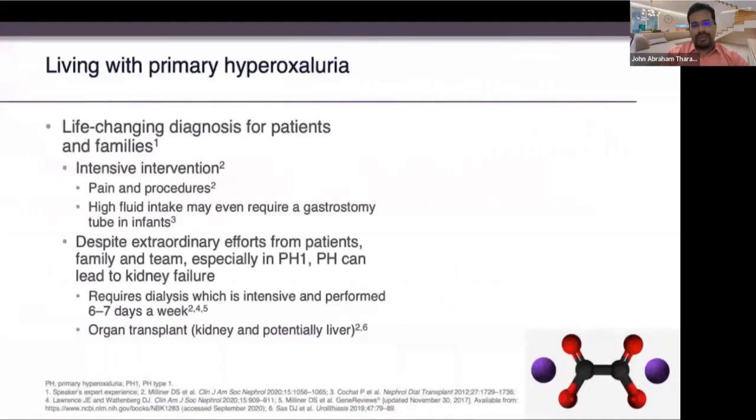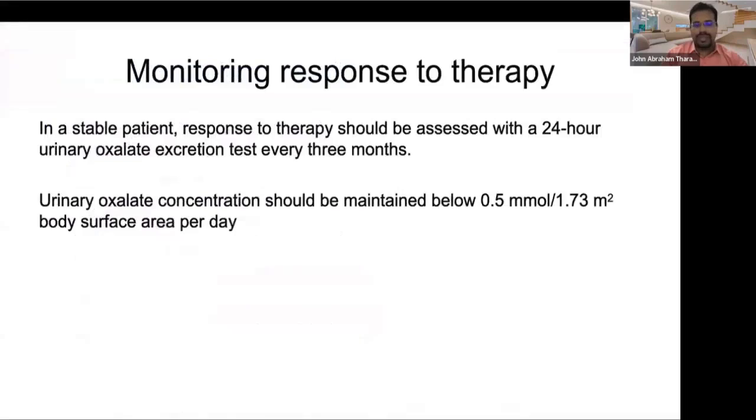Living with primary hyperoxaluria is a life-changing diagnosis for the patient as well as for the caregivers. There is intensive intervention, pain, procedures, and high fluid intake. At a young age, the patient may require a gastrostomy to keep up with the fluid intake. Despite extraordinary efforts from the patients and family, PH can lead to kidney failure and require intensive dialysis of longer duration and potentially combined kidney and liver transplant.